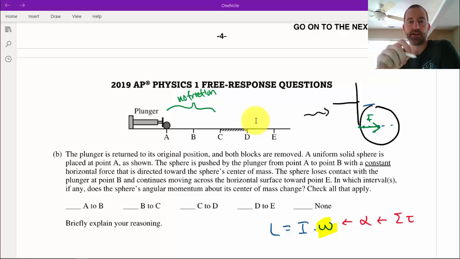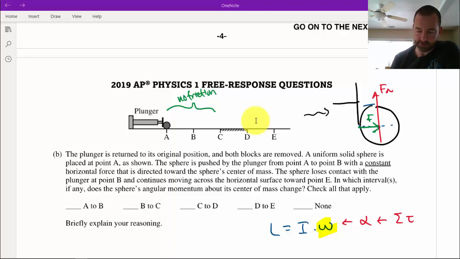So from A to B and B to C, the force from the ground, the normal force, would be pointing up like this. That's not going to produce a torque. The weight of the object going from the center isn't going to produce a torque. So there's no forces that are going to produce a torque on the ball. So from A to B and B to C, that's a nope and that's a nope.